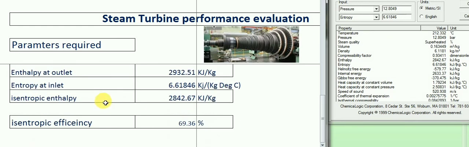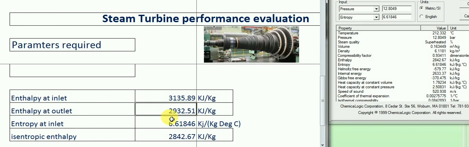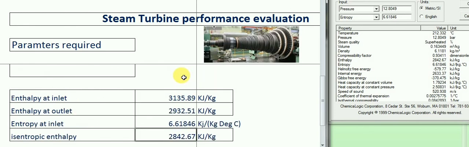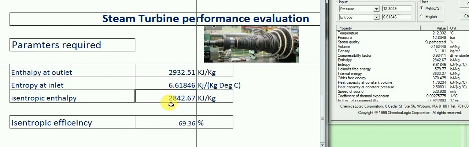If you clearly see, it is 2842 and it is 2932. If it were 2842, it would mean our turbine is running at isentropic condition, meaning no loss in the turbine, the ideal condition. So the deviation is around 110 kilojoule per kg. So there are efficiency losses of almost 30%.